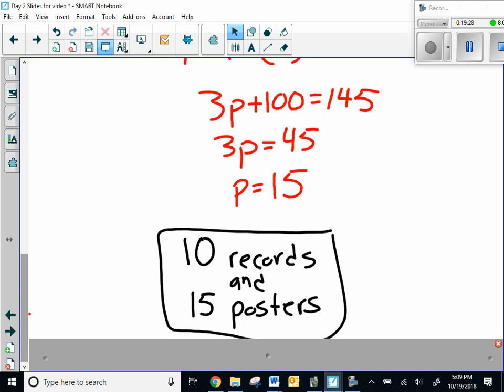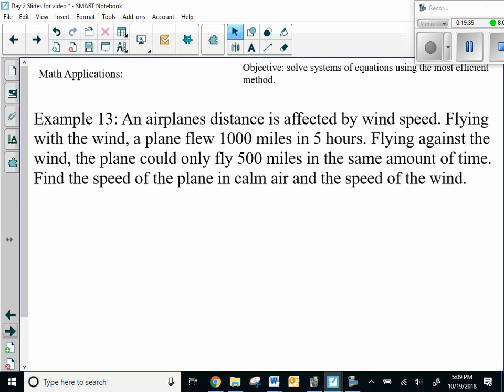All right, we're going to go over one last problem on this video, and I'm not going to lie, this is the one that people always get caught up on. So if you have to go back and rewatch this, that's fine, but make sure you get this. Example 13: an airplane's distance is affected by wind speed. Flying with the wind, a plane flew 1,000 miles in 5 hours. Flying against the wind, a plane could only fly 500 miles in the same amount of time. Find the speed of the plane in calm air and the speed of the wind.